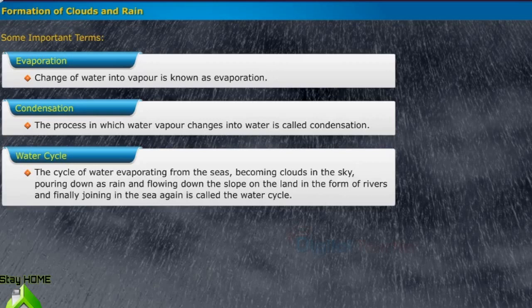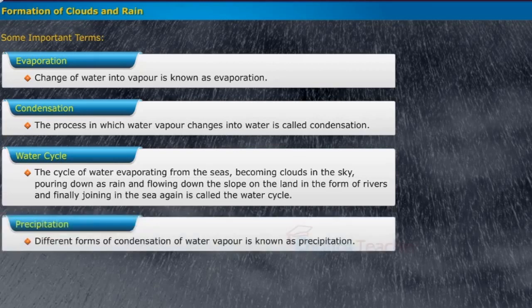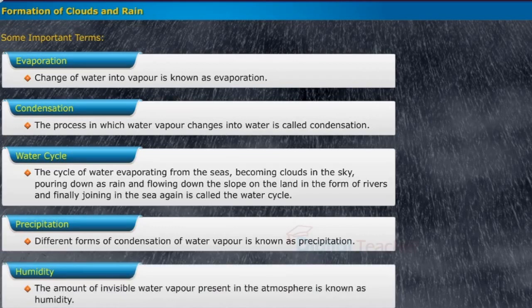Water cycle. The cycle of water evaporating from the seas, becoming clouds in the sky, pouring down as rain, and flowing down the slope on the land in the form of rivers, and finally joining in the sea again is called the water cycle. Precipitation. Different forms of condensation of water vapor is known as precipitation. Humidity. The amount of invisible water vapor present in the atmosphere is known as humidity.